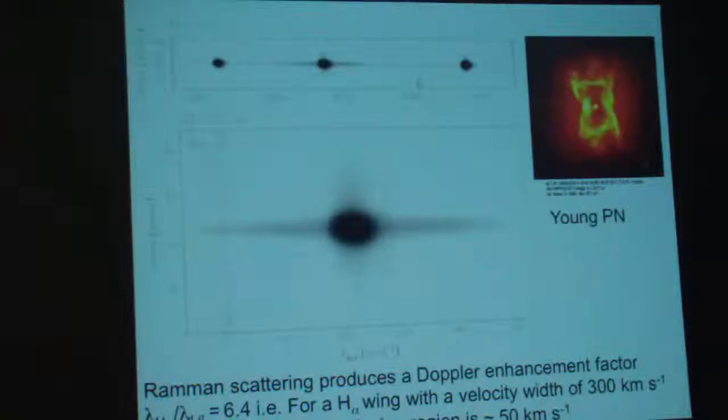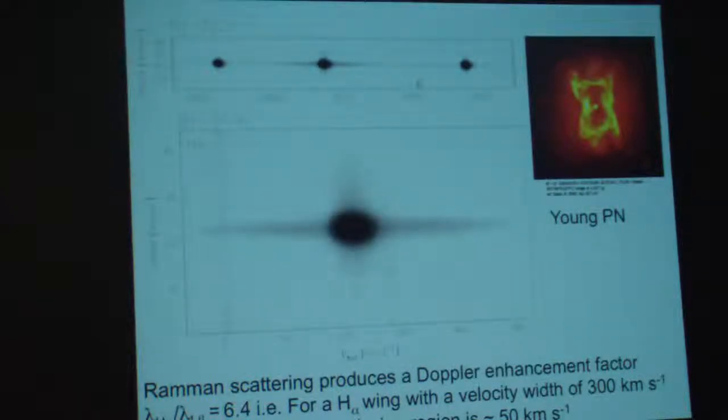The next case is a target that comes from Zhang's sample. You see that exactly the same thing is happening. It's a very young planetary nebula. You can see here the very broad wings coming from H alpha. This is the continuum subtracted profile. This is about 600 kilometers per second width in the line.